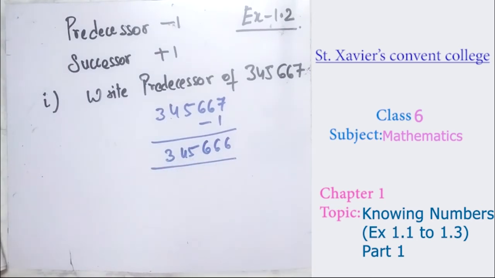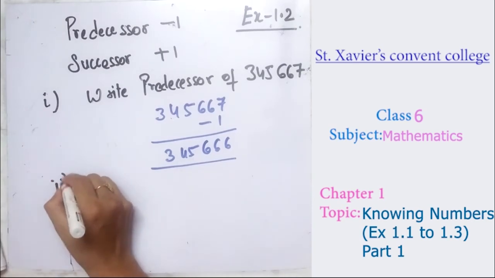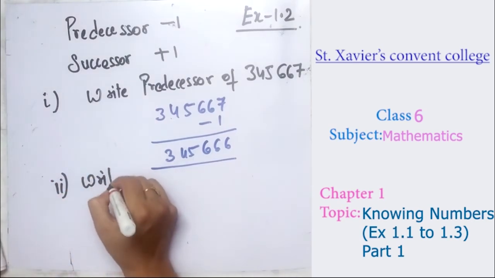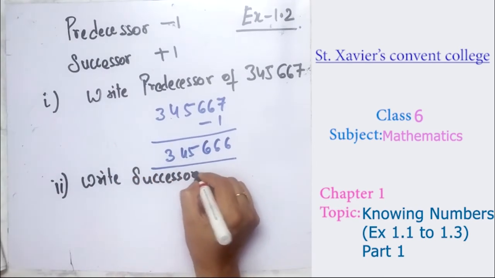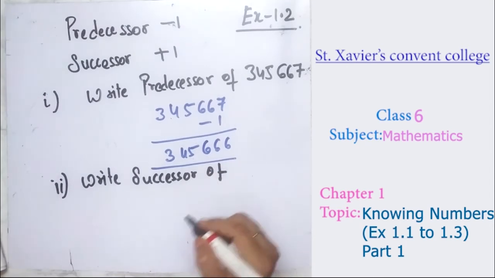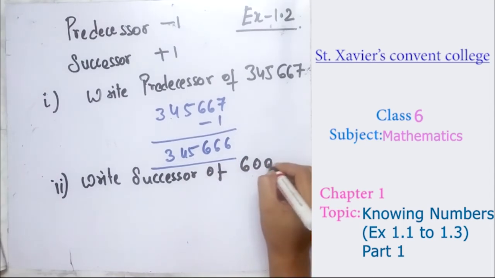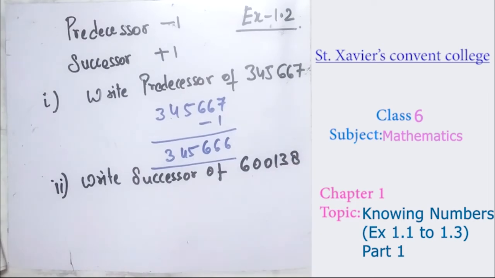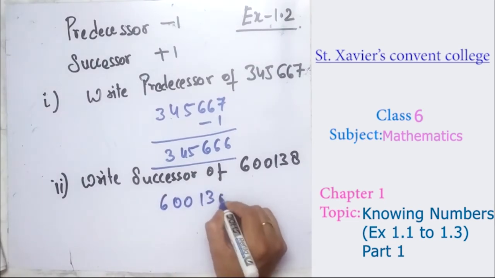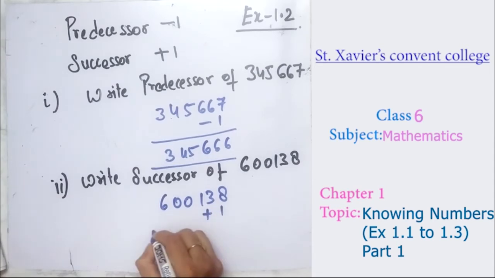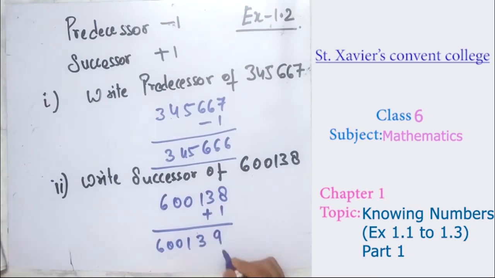Similarly, if I ask you to write the successor of 600138, what you have to do is add 1, as in the successor you have to add. So 600138 plus 1, and the final answer is 600139. This is the way you are going to do the question.